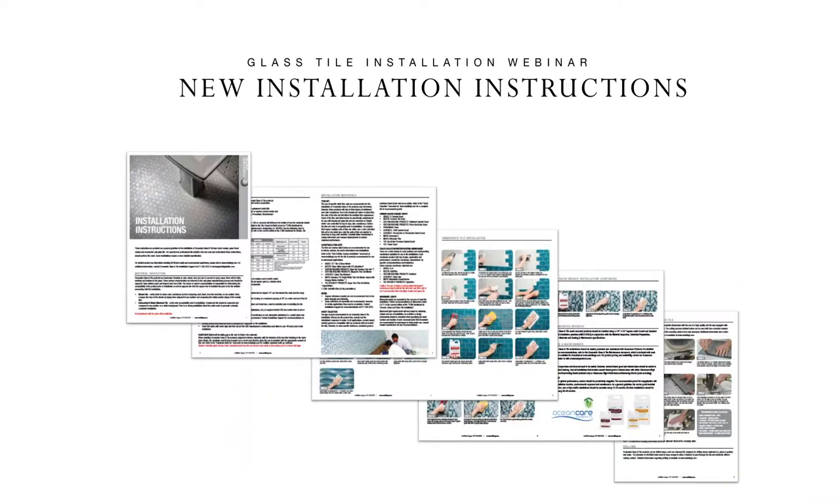So these are our new installation instructions, and it is an 8-page document, and it is included one per order. It's not one per box. On the rare occasion that our instructions aren't included, there's a sticker on every box that says installation instructions available at installogt.com.